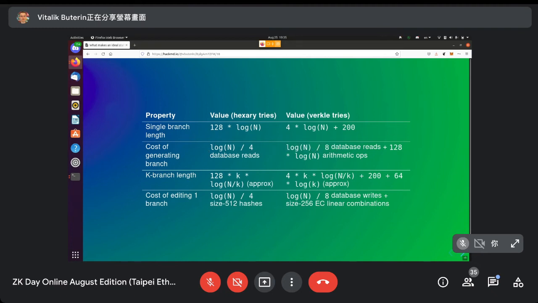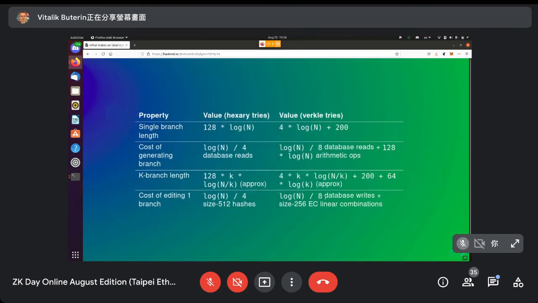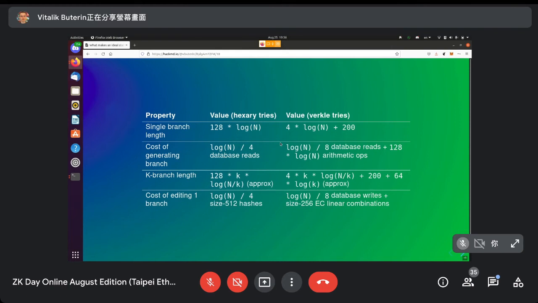for k branches, the proof, it's very simple. The size of a bulletproof commitment is a little bit bigger, but it's still logarithmic size, so this is pretty negligible. And then the cost of editing one branch is basically the same. It's just a few elliptic curve multiplications and a few database writes, right? So basically, all the costs just go down a huge amount. The most important thing, the size of branches, goes down by a factor of 32 compared to the status quo, which is hexary trees, right? So this is just really and incredibly amazing.